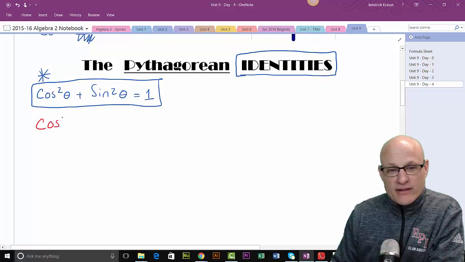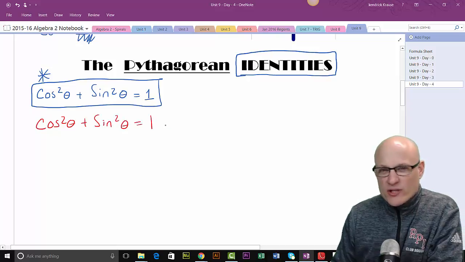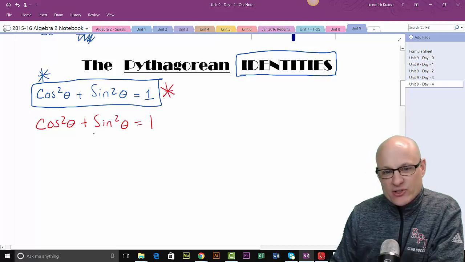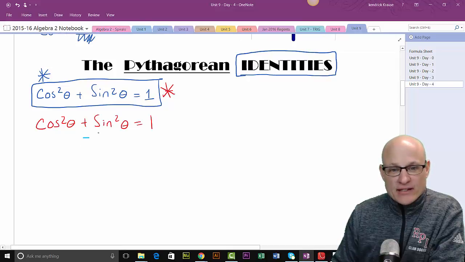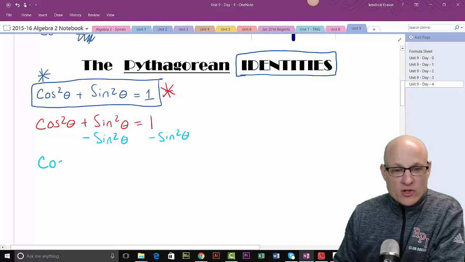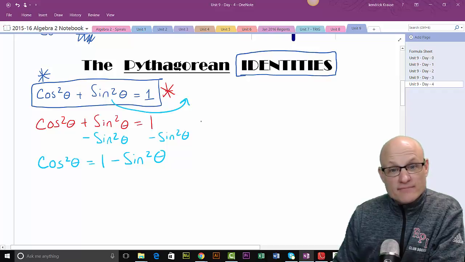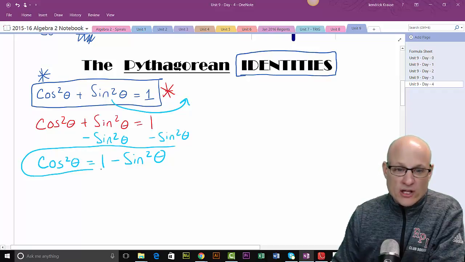Let's take a look at those 2 other forms. Let's start with the idea that cosine squared theta plus sine squared theta is equal to 1. I can readjust this equation by subtracting sine squared theta. What do I end up with? Cosine squared theta is equal to 1 minus sine squared theta. If I just bring this over here, it changes sign. So there's another equation that's going to come up a lot.